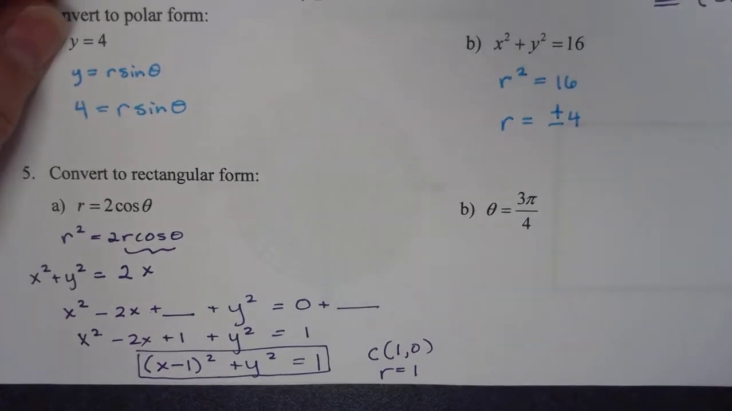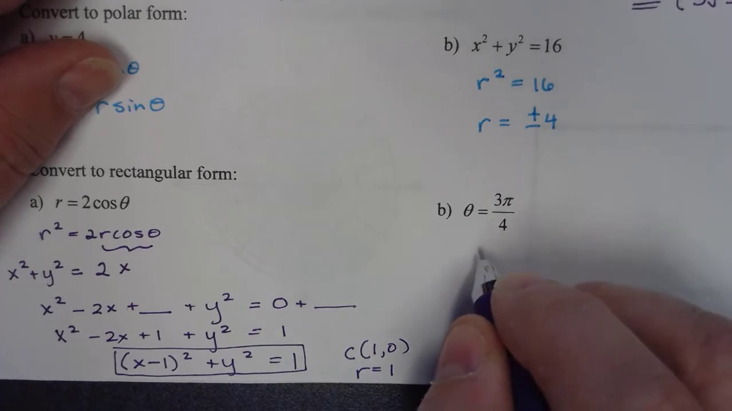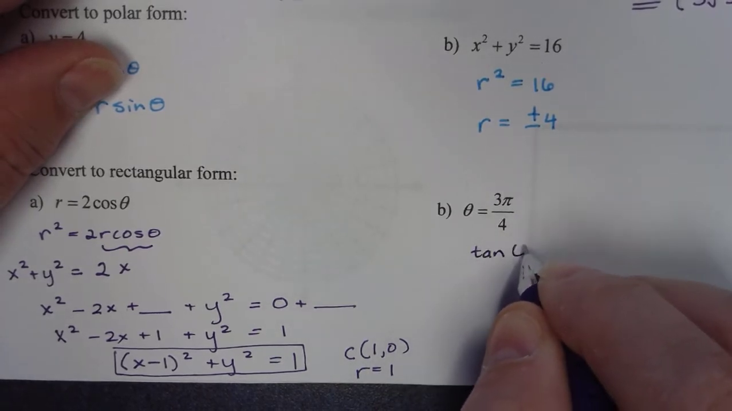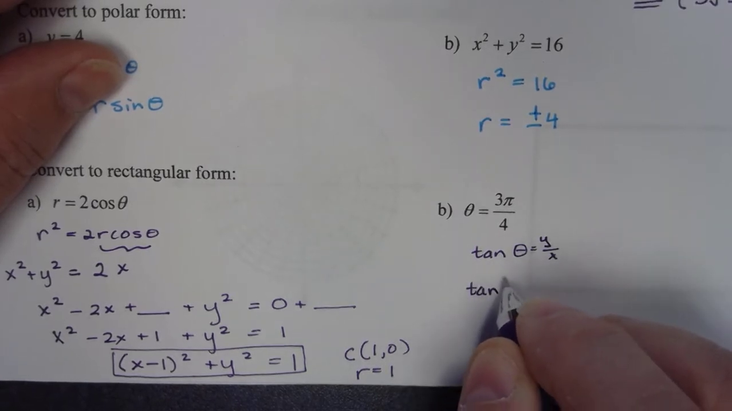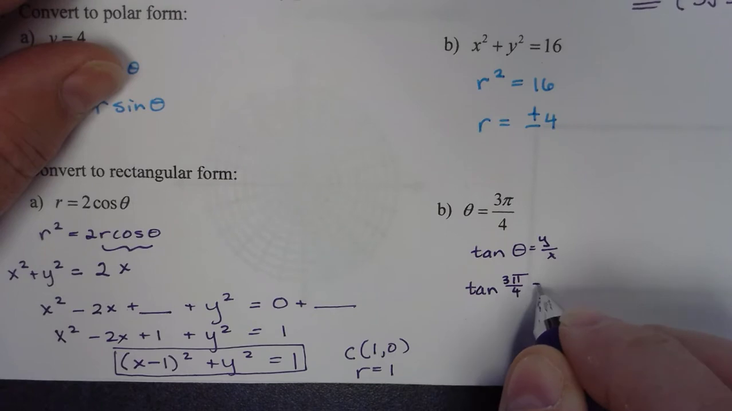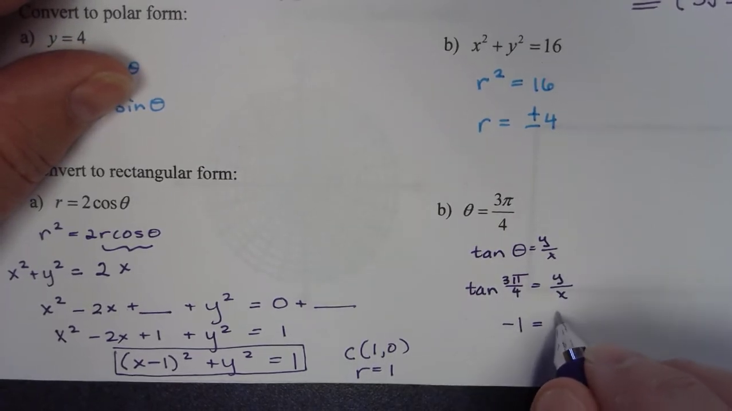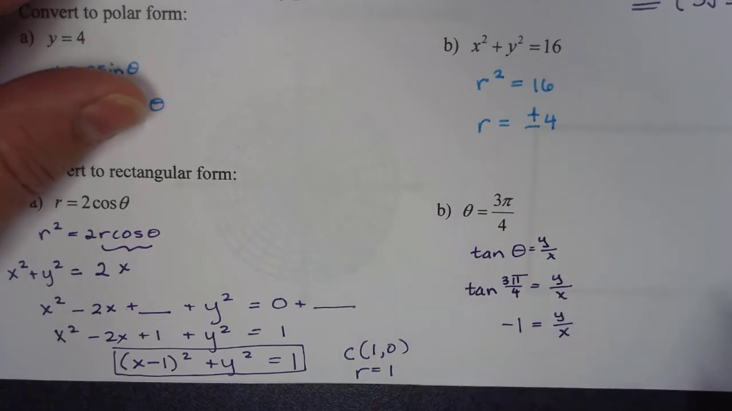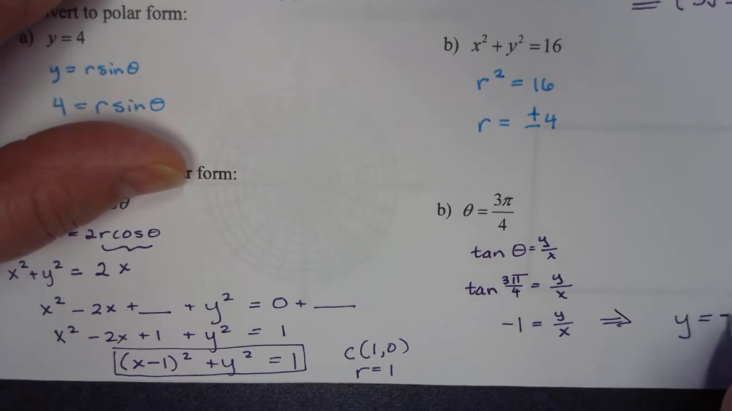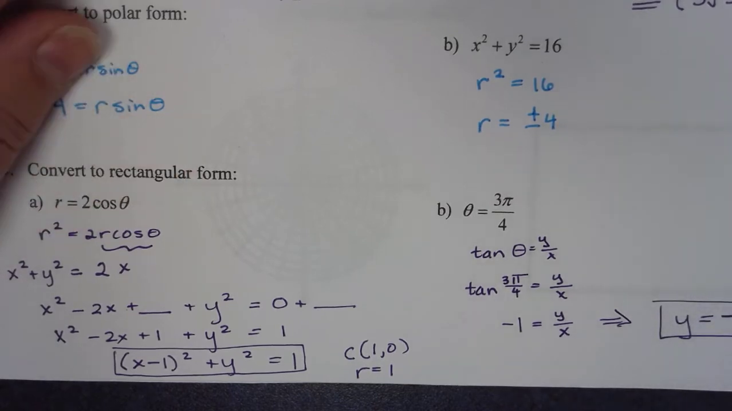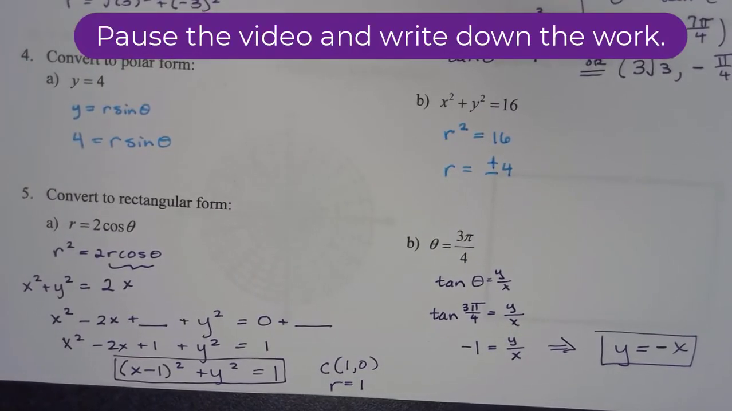Now, how do I work with letter B? Well, I know that the tangent of theta is y over x. So the tangent of 3 pi over 4 is going to be my y over x. Well, that is negative 1, is y over x. So that will give me y equals negative 1 times x. There is my rectangular form. If you wish to write down the work for these two examples, go ahead and do it now.